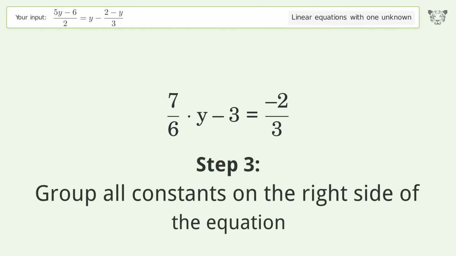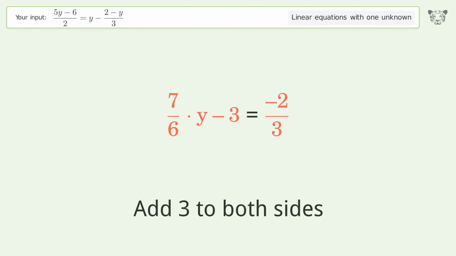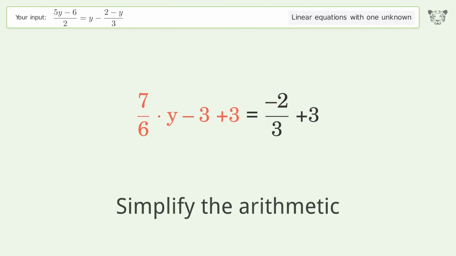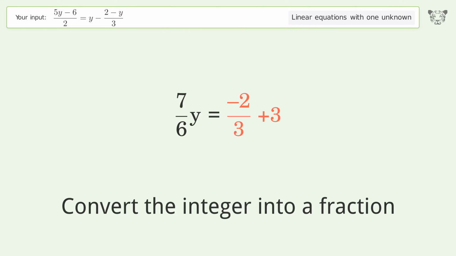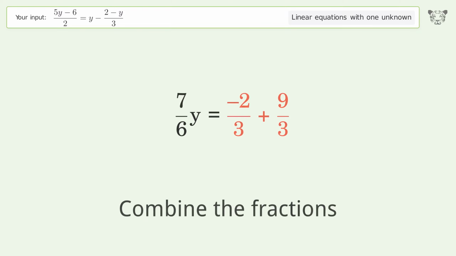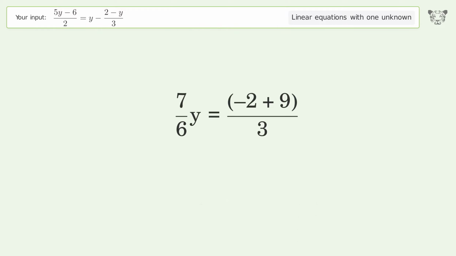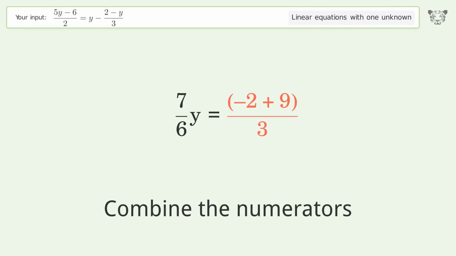Group all constants on the right side of the equation. Add 3 to both sides. Simplify the arithmetic. Convert the integer into a fraction. Combine the fractions. Combine the numerators.